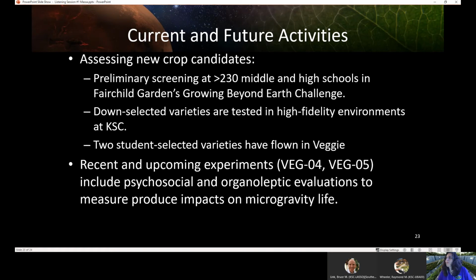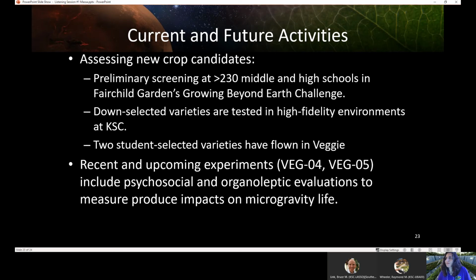So it's a win-win. We've also had recently, and we have in the future, the Veggie-4 and Veggie-5 experiments, which include the psychosocial and organoleptic evaluations to measure the produce impact. So we actually have the astronauts filling out questionnaires on how plants make them feel and impact their life on the space station, and how the plants taste. And we're going to be doing these types of measurements with a number of upcoming experiments in addition to Veggie-4 and Veggie-5, including some chili peppers.